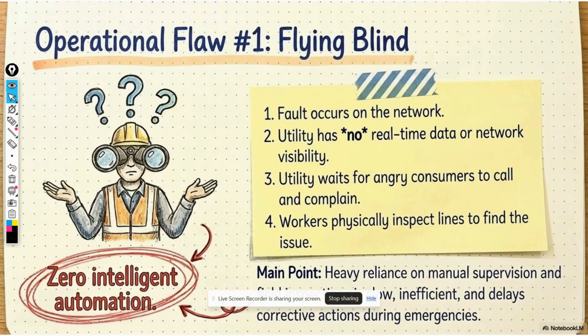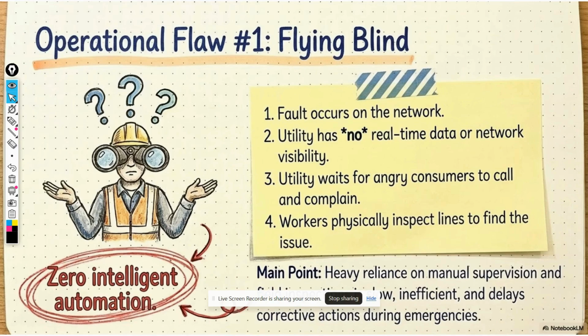Now imagine you are driving a car. Would you drive with your eyes closed? Obviously not. You continuously observe the road, the speed, the traffic, and the fuel level. Only then can you drive safely. Similarly, electric utilities also need continuous information about the power system.